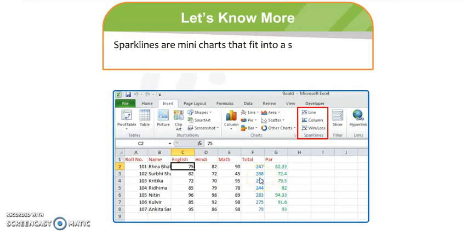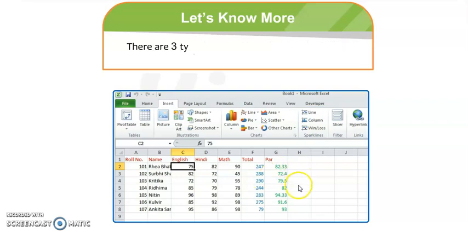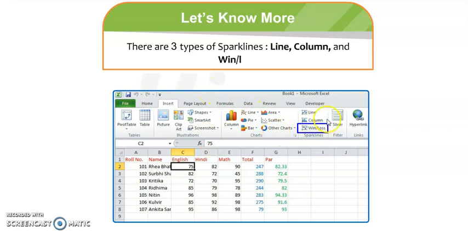Sparklines are mini charts that fit into a single worksheet cell to provide a visual representation of the data. Okay, there are 3 types of sparklines: line, column and win/loss. If you want to show small data, we can make a sparkline, a mini chart, for that.